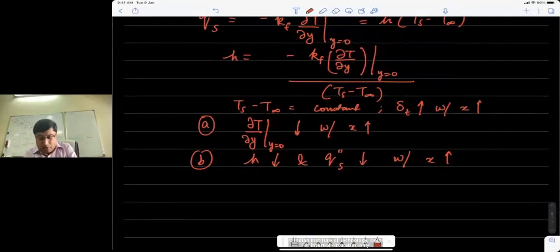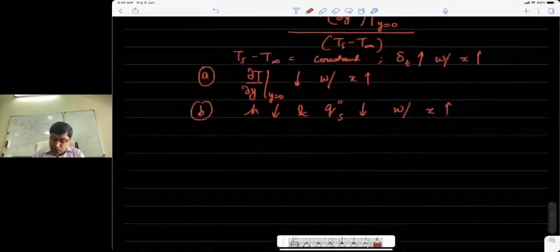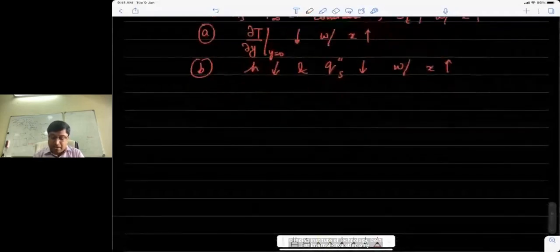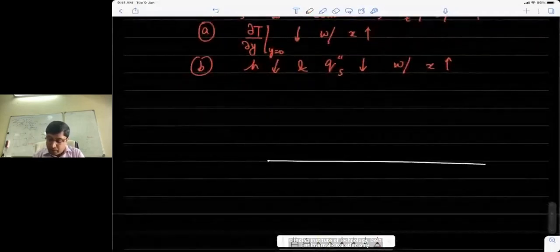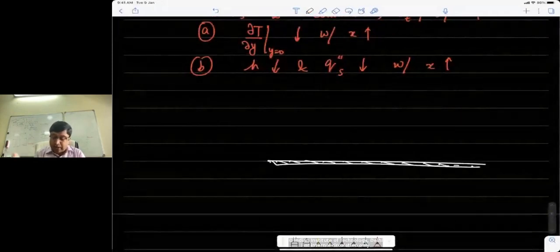Okay, so that is how local heat transfer coefficient and local heat flux will change along a surface where you have convective heat transfer. Very similar to convective heat transfer, I can also do the same thing for convective mass transfer. So again, let's go back to the plate and say we have a flow over this plate.